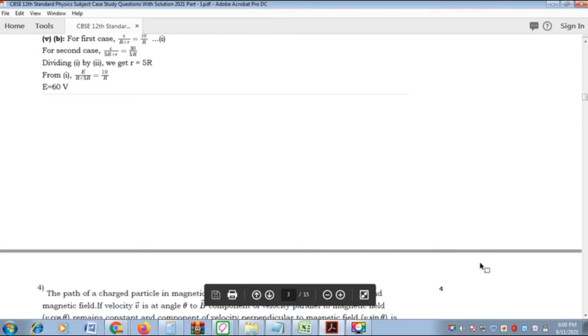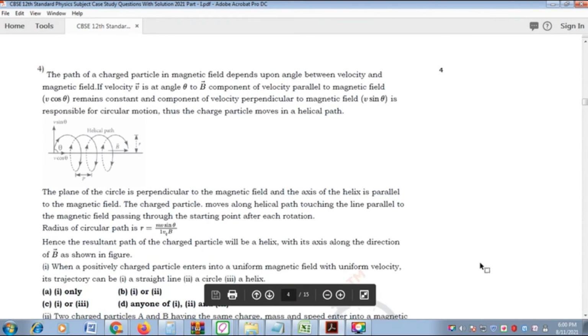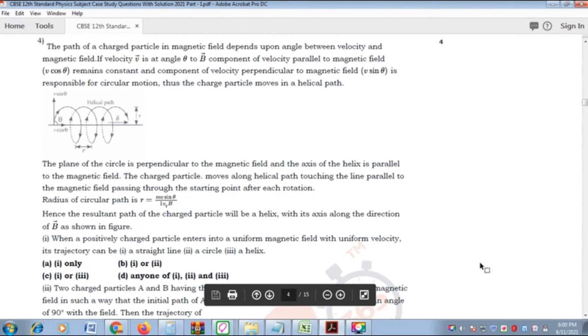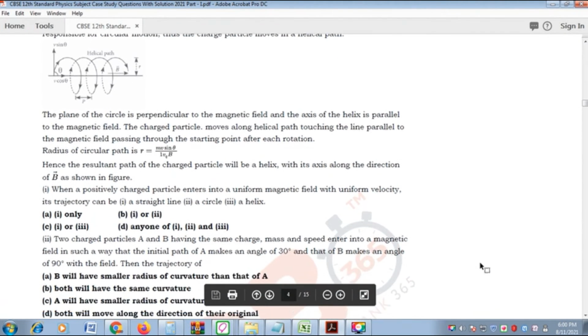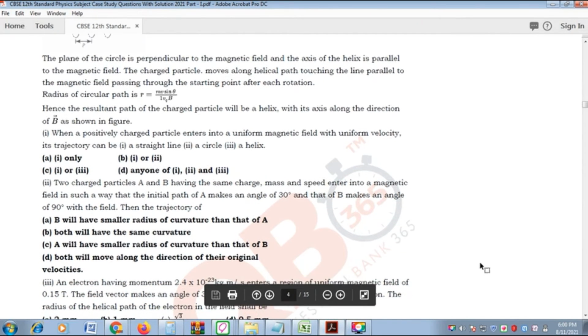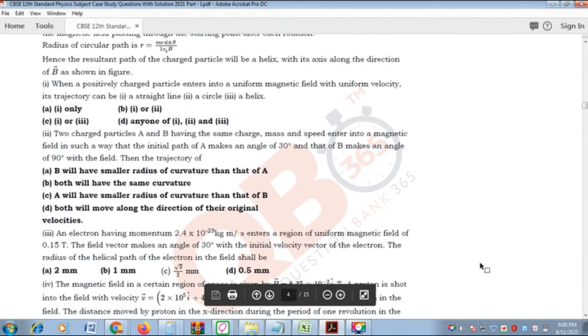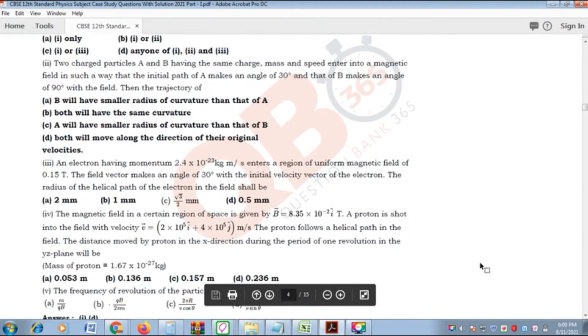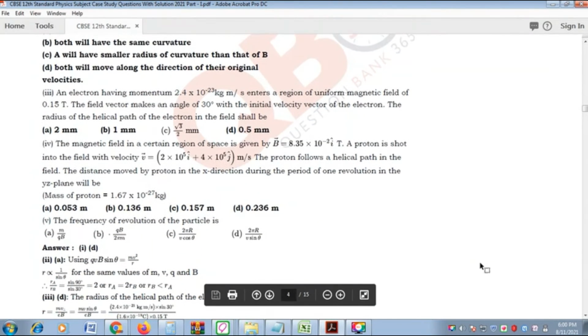This PDF contains around 15 pages, with 10 to 15 questions. You can download the PDF and read it peacefully in your own time. Let me scroll down to see the question types in the case study questions for physics. This is part 1 of the case study questions. As soon as possible, we are uploading part 2 of the case study questions for the physics subject.